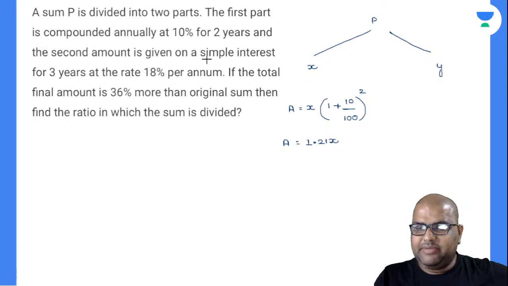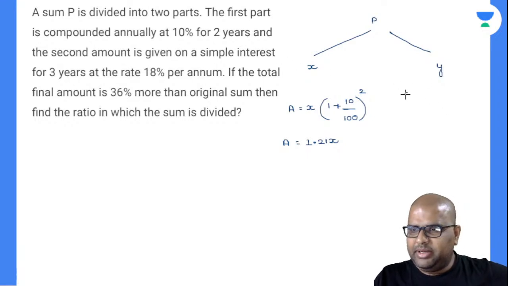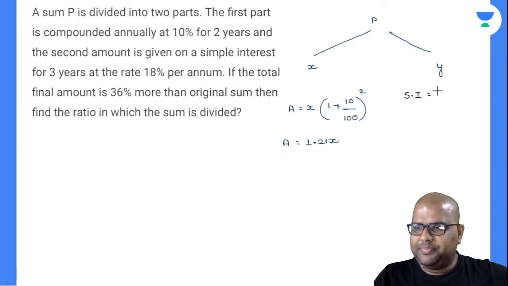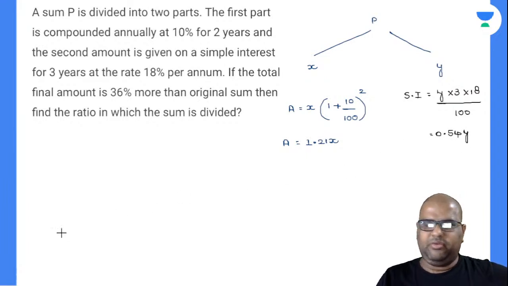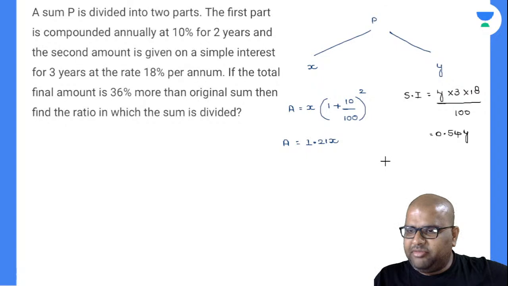The second part is given on simple interest. So everybody knows the simple interest formula. Simple interest is equal to PTR by 100, where P value is y, time period is 3 years, and rate of interest is 18. So 3 18s are 54, which is nothing but 0.54y. So I have to find out the amount.